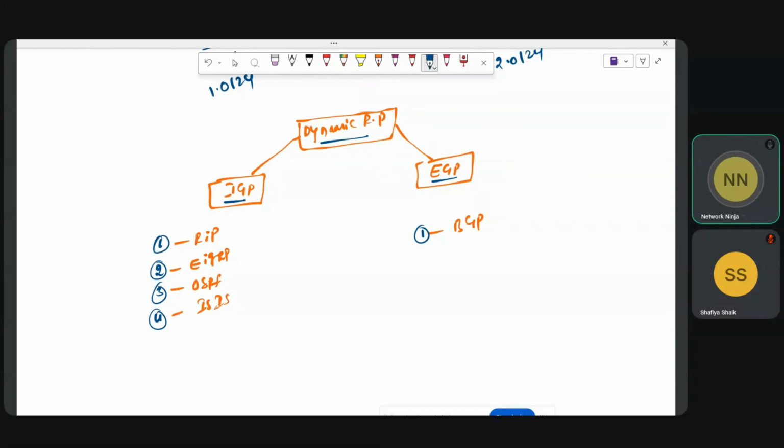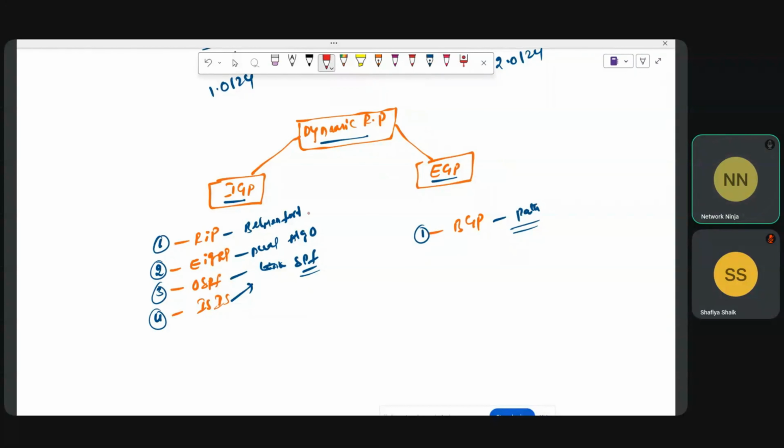between the autonomous systems. Every routing protocol has its own algorithm. RIP uses the Bellman-Ford algorithm. EIGRP uses the DUAL algorithm. OSPF is a link state routing protocol, and it uses the SPF algorithm, shortest path first, or Dijkstra algorithm. IS-IS also uses the SPF algorithm. BGP uses the path vector algorithm. Every routing protocol has different algorithms and different AD values.